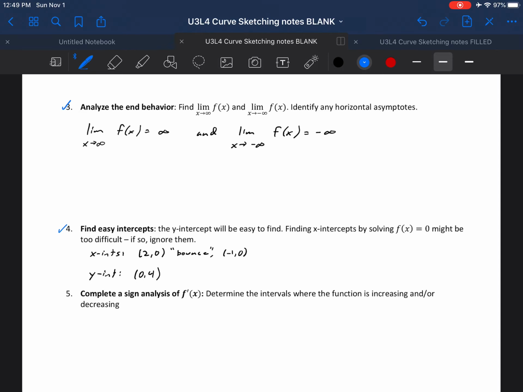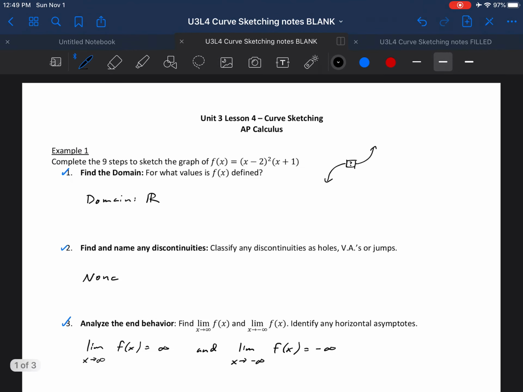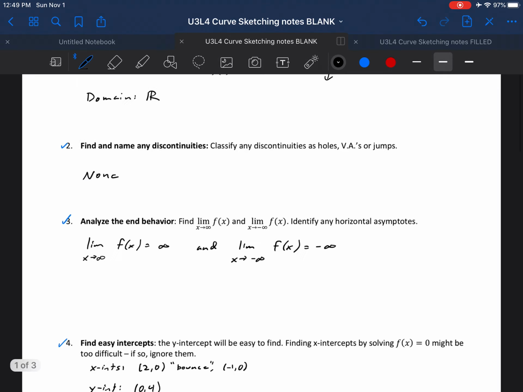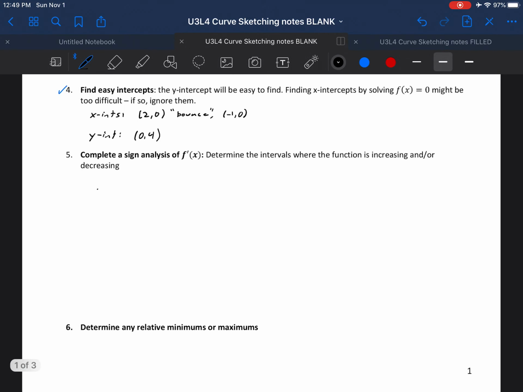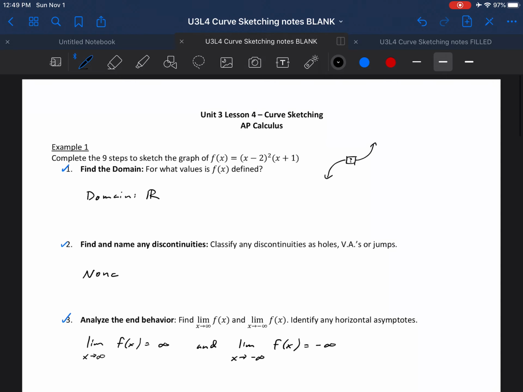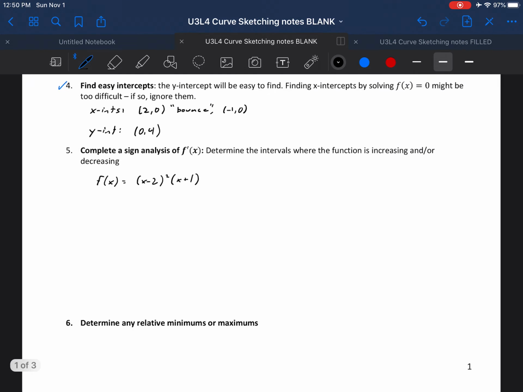Okay, so now we do first derivative analysis, and I'm going to recopy what our function was. So f of x was equal to x minus 2 quantity squared times x plus 1. And then if we take the derivative, so f prime of x, this is going to be product rule. So the way I do product rule is I copy the first, I take the derivative of the second, and then I copy the second and take the derivative of the first.